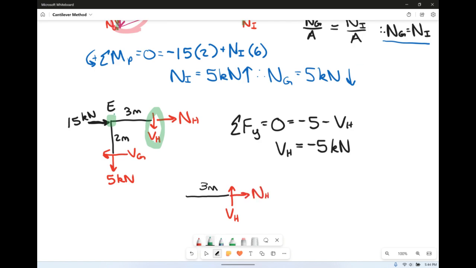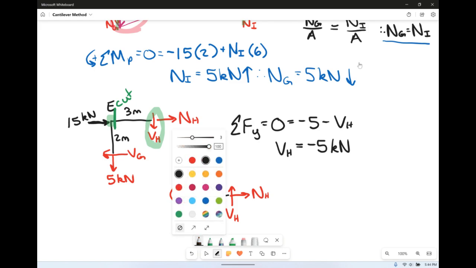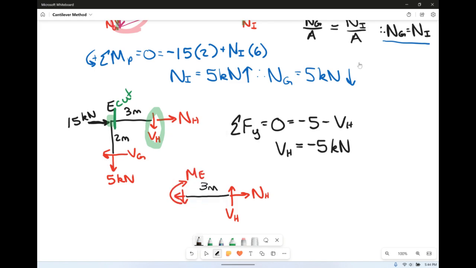So we're making a cut right here, technically, to expose the internal forces at E. So we've got shear, normal, and moment at E. And just like we did before for the portal method, all we have to do is sum the moments about that corner point and set it equal to 0. And moment at E is going the wrong direction, so negative moment at E.